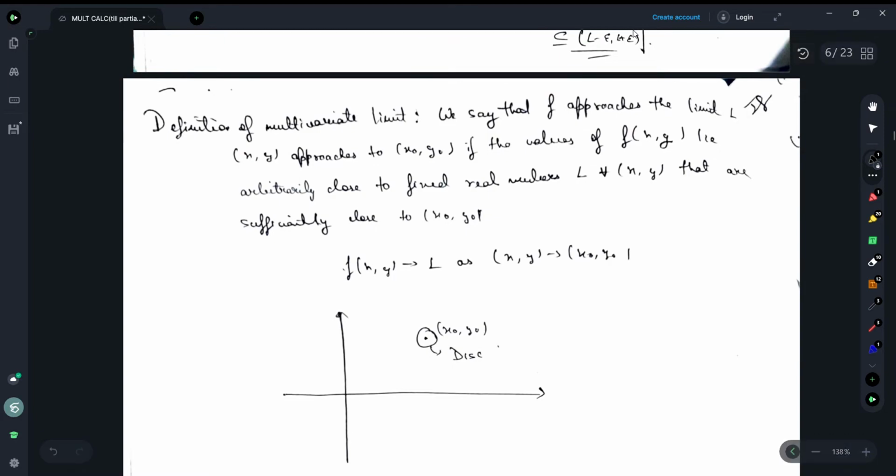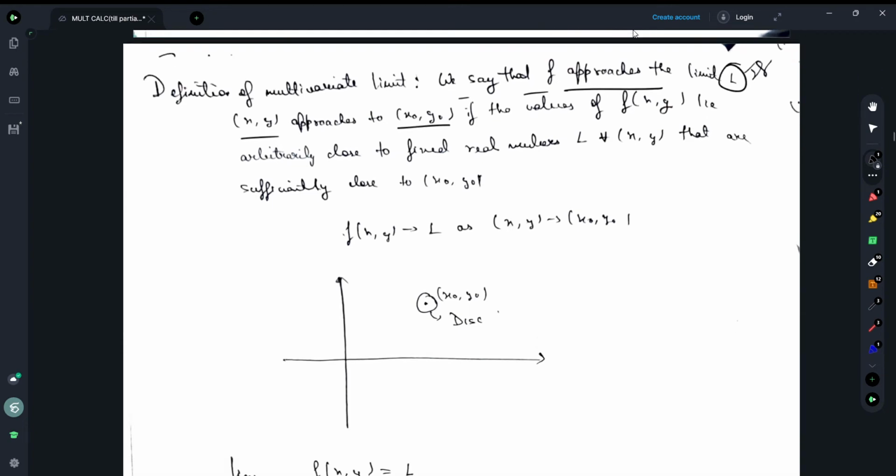Now in a similar way, we define the multivariable limit. So what is a multivariable limit? We say that f approaches the limit L as (x,y) approaches (x0,y0) if the values of f(x,y) lie arbitrarily close to a fixed real number L for all (x,y) that are sufficiently close to (x0,y0). The same definition as we used in the concepts of single variable limits, just here we have two independent variables, there we had one independent variable.